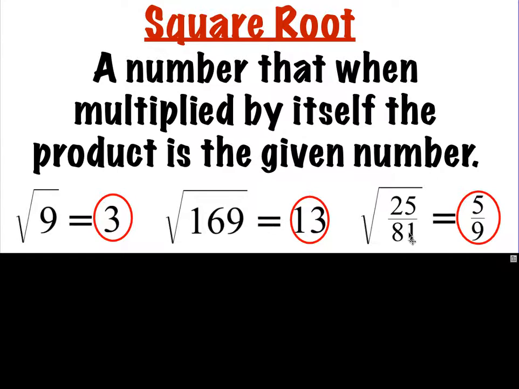Or the square root of 25 over 81. The square root of 25 is 5, and the square root of 81 is 9. So the square root of 25 over 81 is 5 over 9.